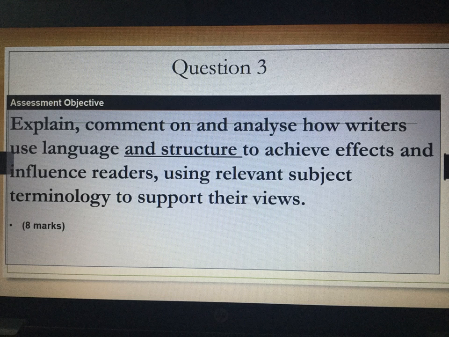Your assessment objective and focus for question 3 is as follows. Explain, comment on and analyse how writers use language and structure to achieve effects and influence readers using relevant subject terminology to support their views. This question is slightly different because it is going to focus on the entire extract. So we are looking at the full extract, and as I say, it is going to be focused on structure. So before we look at a question, let's go over possible structural devices that we might look for and comment on.